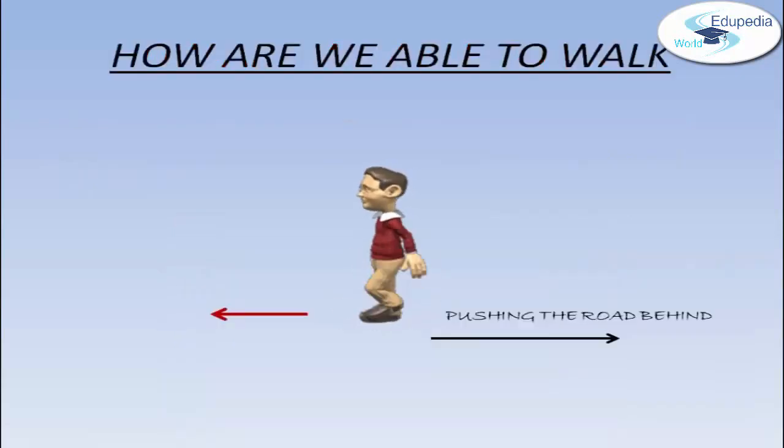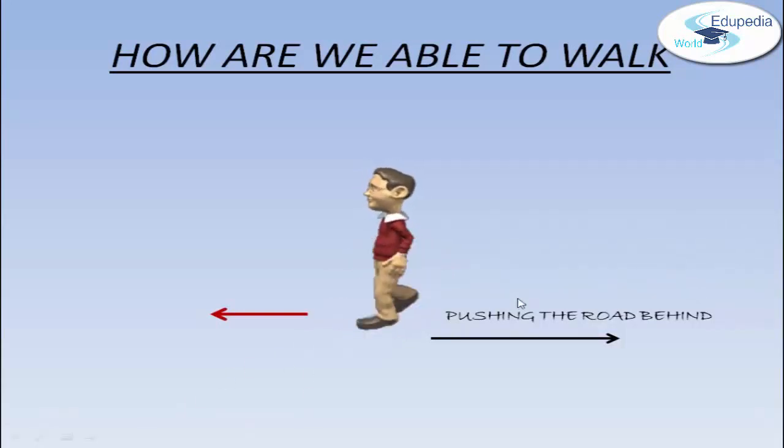Now, the third law of motion is applied in most of our work in our daily life. For example, how are we able to walk? We think that we lift our leg and that's how we are able to walk, but that's not so. We are not just lifting the leg, we are actually pushing the road behind. First, using this leg, we are pushing the road behind.